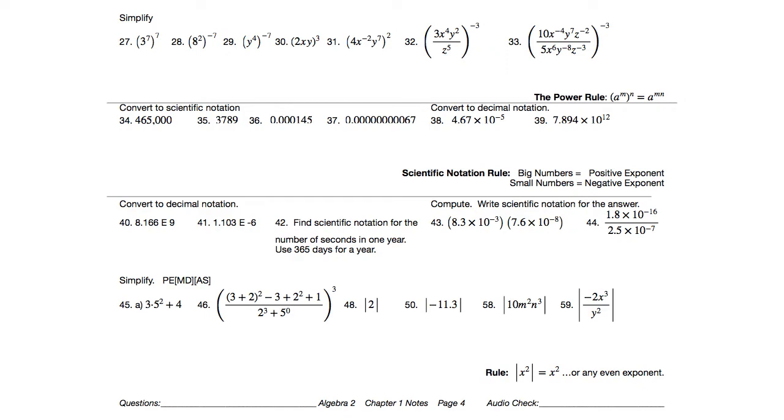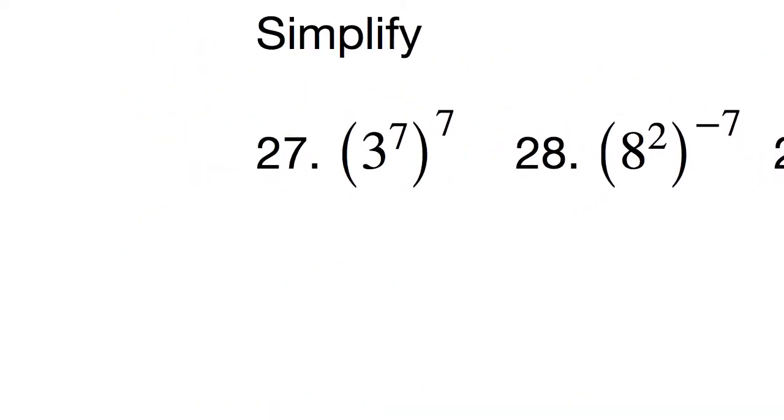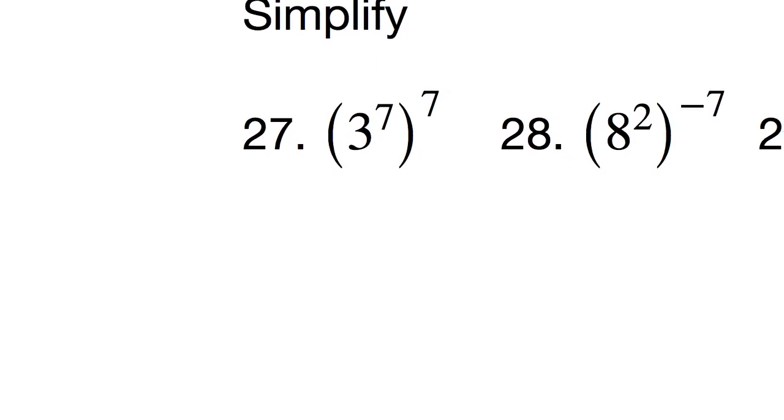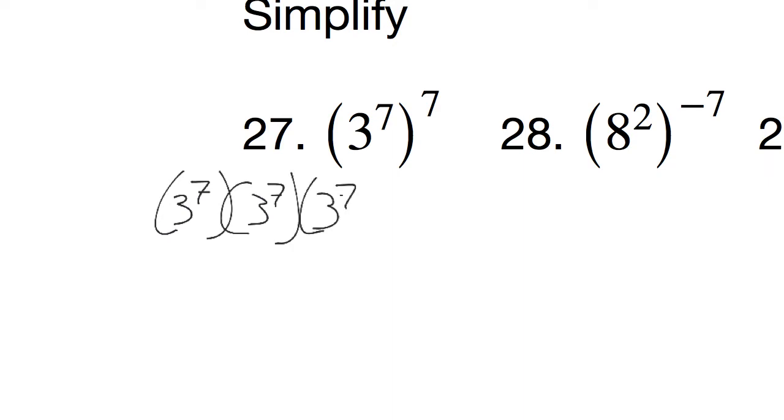So here, we've got 3 to the 7th written 7 times. That would be like writing it out like this: 3 to the 7th times itself 7 times. Good night, that's a lot of handwriting. 7 times. That would be 7 plus itself 7 times. That's like multiplication. 7 times 7 is 49.